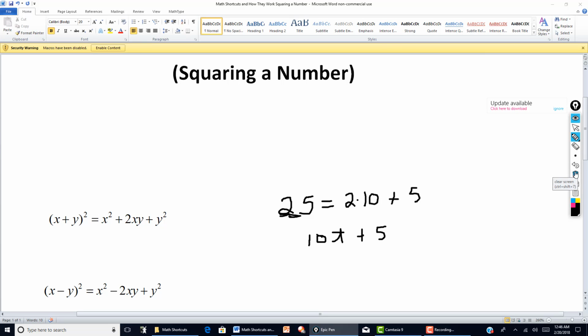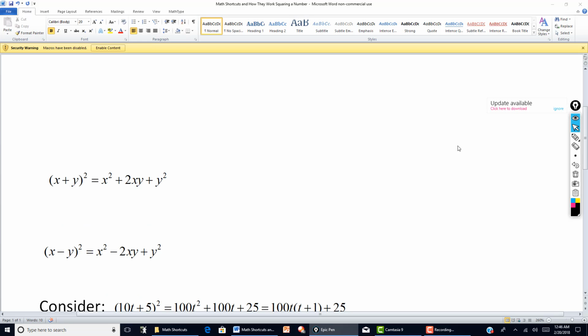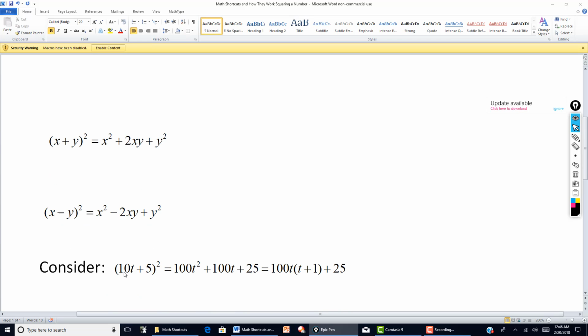So let's clear this. Okay, and then I want you to consider a two-digit number, 10t plus 5. So t could be 1, so this would be just the number 15. t could be 2, this would be 25. t could be 3, then this would be 35, and so on. So it's just a general representation for a two-digit number that ends in 5.